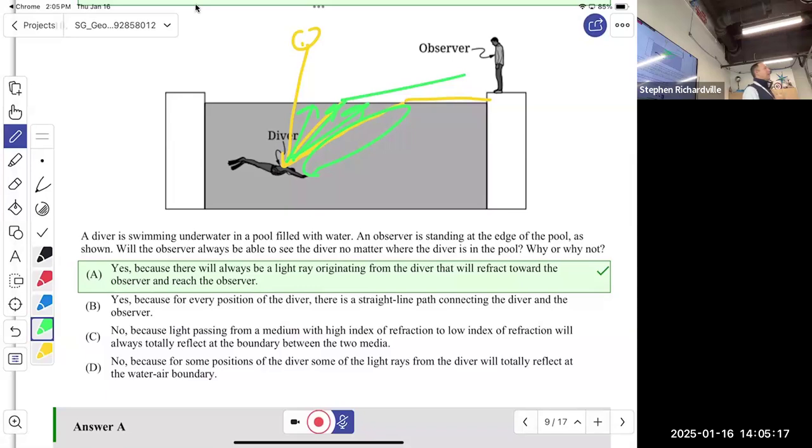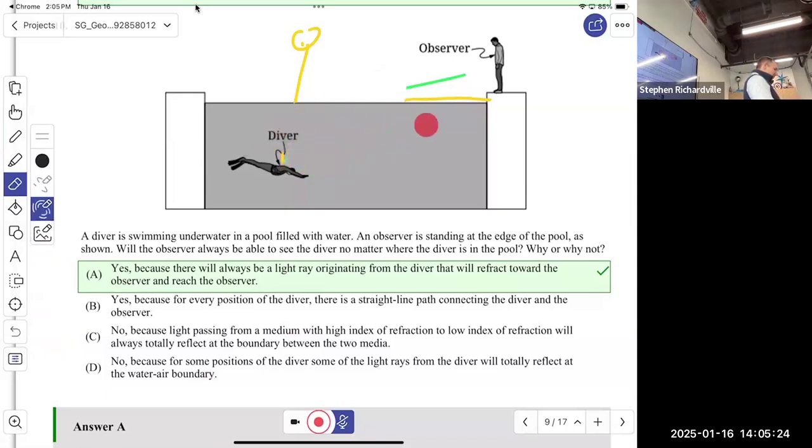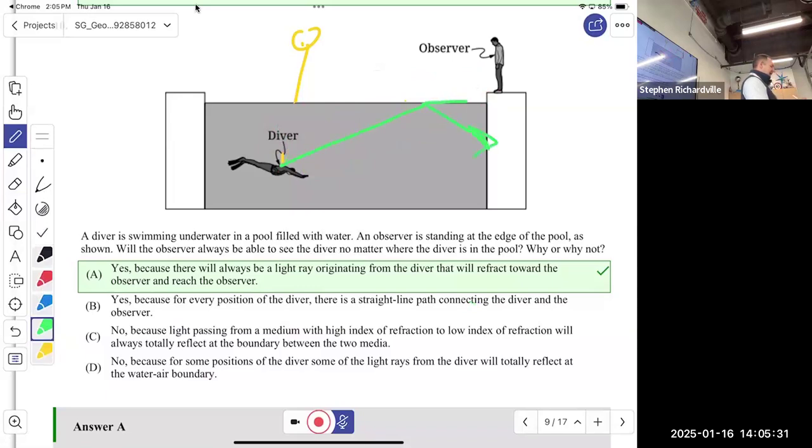So that's where I start to, me personally, overthink this. I am probably not going to see this ray coming towards me because it might even reflect back down. But remember, there are rays reflecting off the diver up here, here, here. One of these rays I'm going to see. Maybe it's that one.